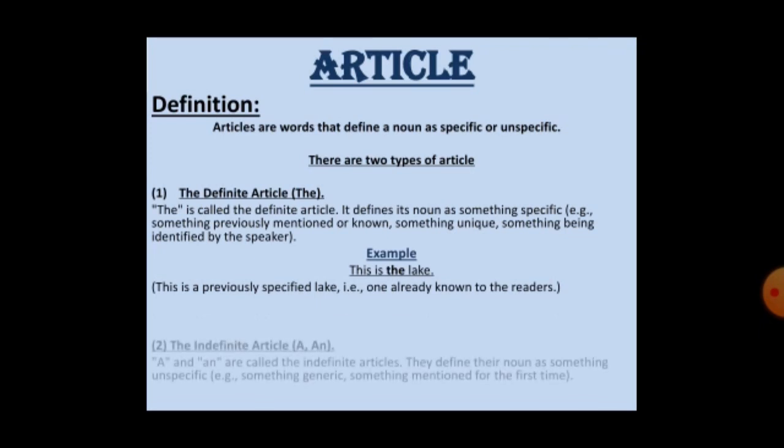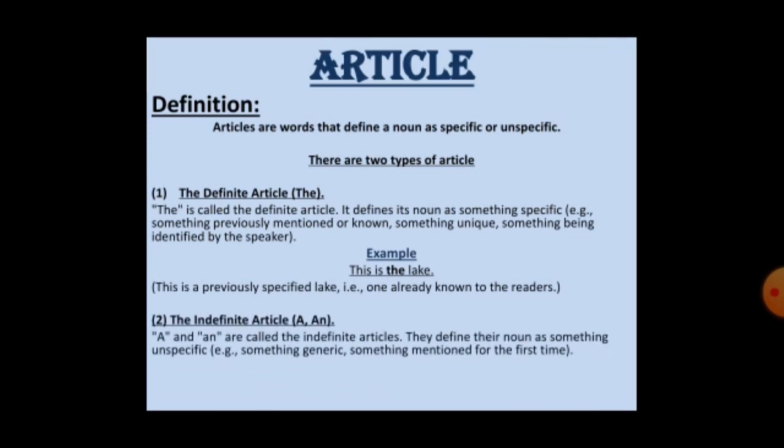Then comes the indefinite article. The indefinite article is used to mention the common noun, that must be singular, common, and countable. For example, this is a leg. So there are lots of legs, and from those legs we are mentioning one.